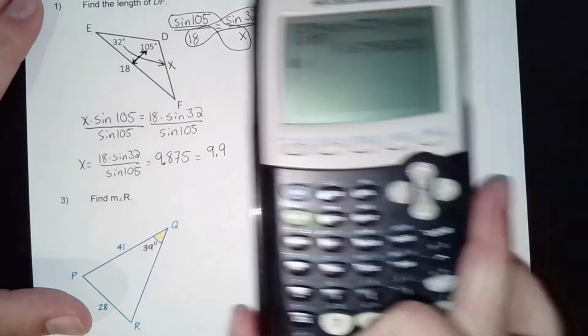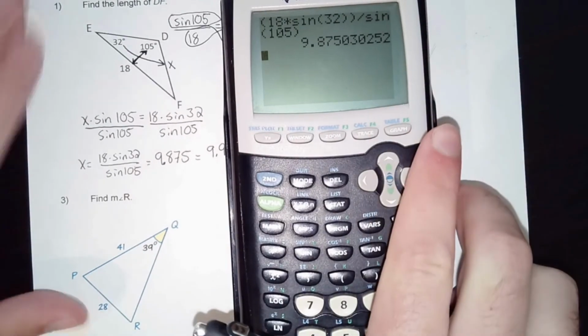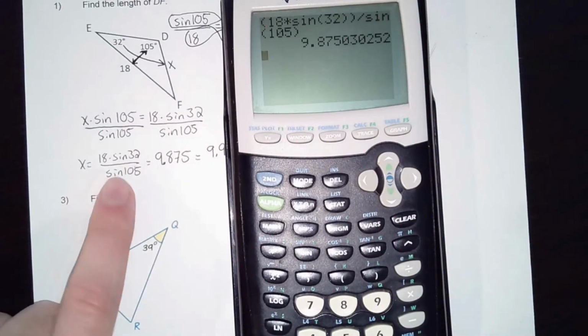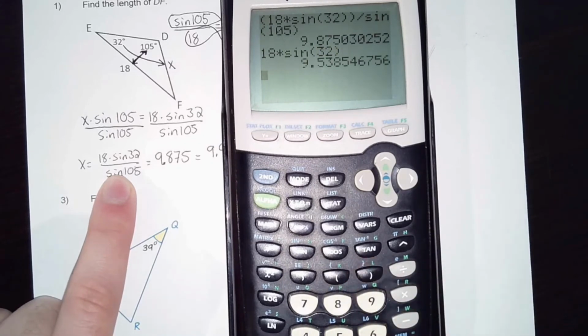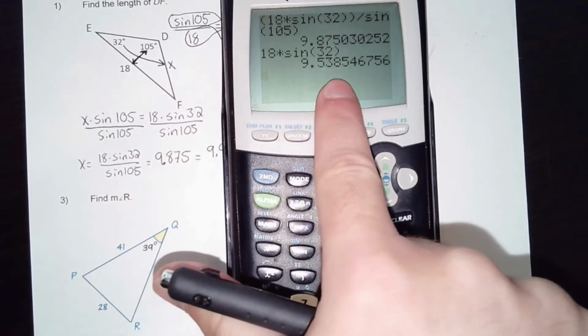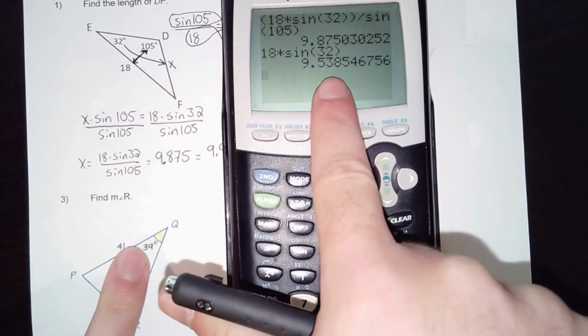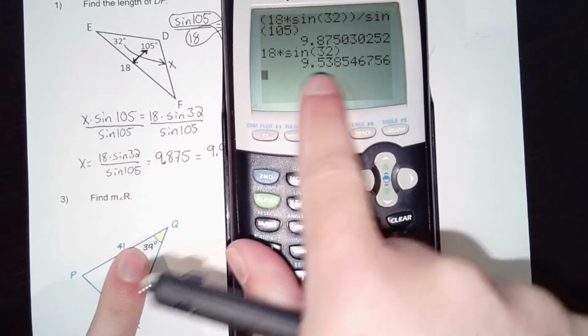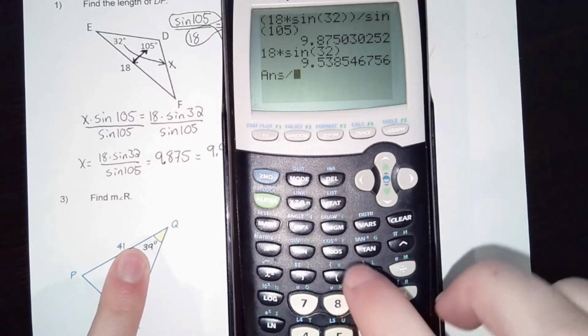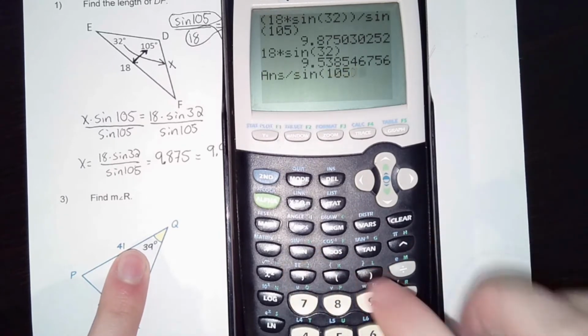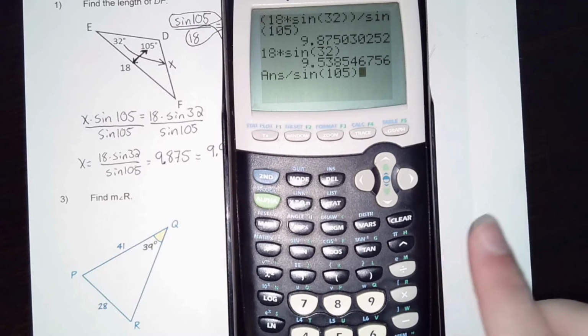Let me go back here, though. I do want to show you the other way you could type this in. Basically, it's doing it in two parts. I would do the 18 times the sine of 32, and then I hit enter there. Now, this is my number, but I need to divide this by the sine of 105. Before I round this or anything, I'm just going to simply hit divide by the sine of 105. So I'm letting the calculator store that number so I don't have to write it down.